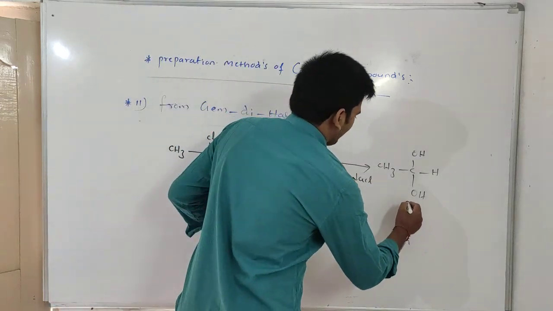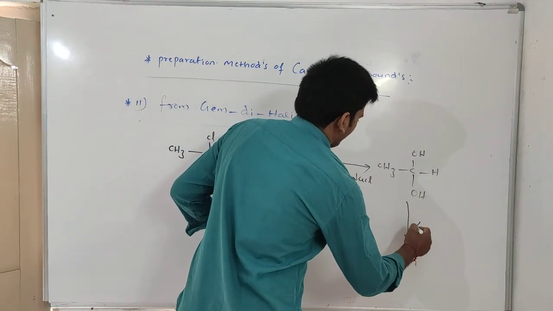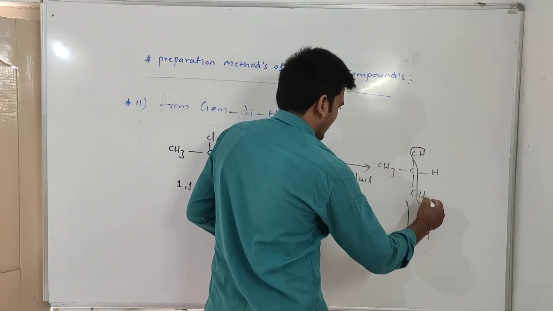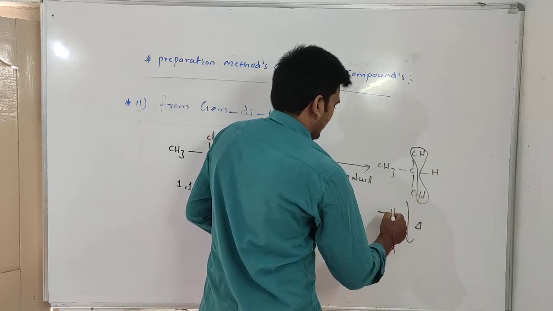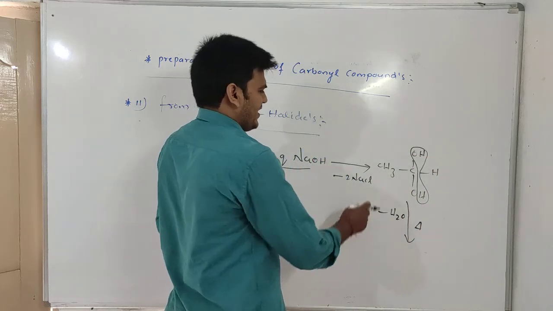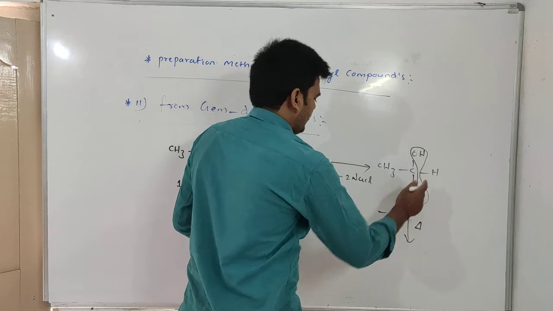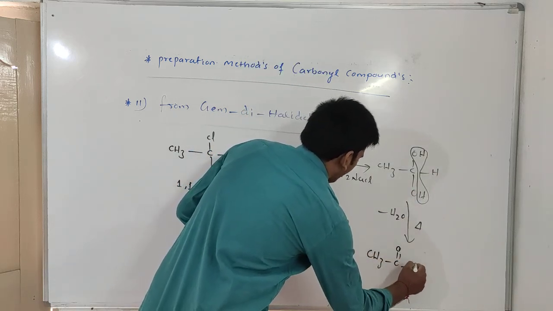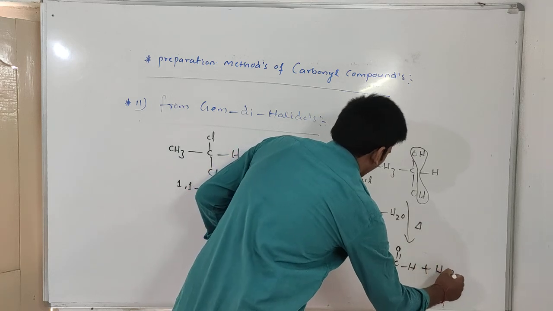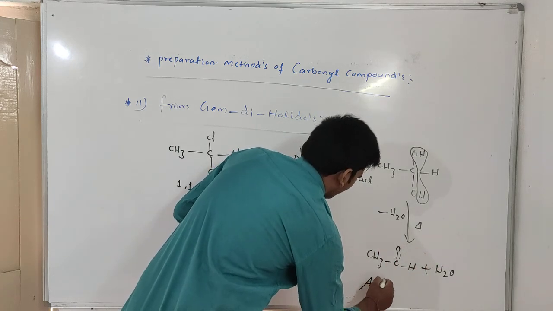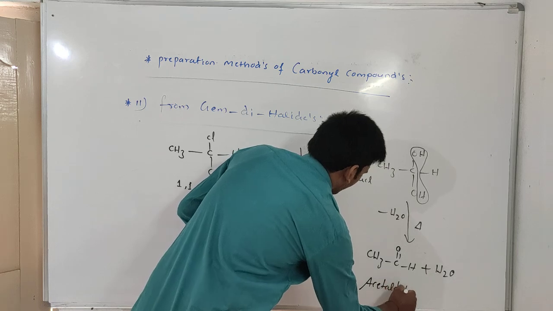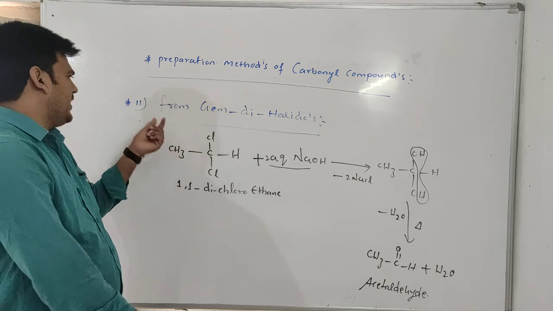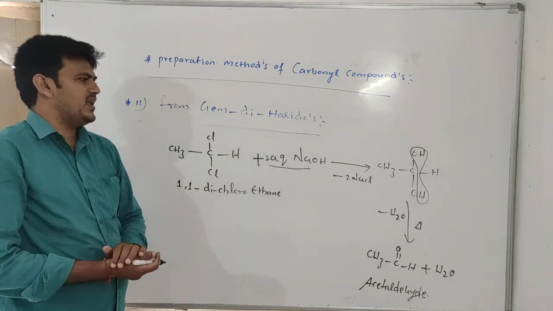So further action of it, very simple. So removal of water, minus H2O. So remaining answer is CH3, C double bond O H. Our product is CH3, C double bond O H, and byproduct is water. So this is our compound acetaldehyde. Formula CH3, C double bond O H. Okay. So heading from gem dihalides or geminal dihalides.